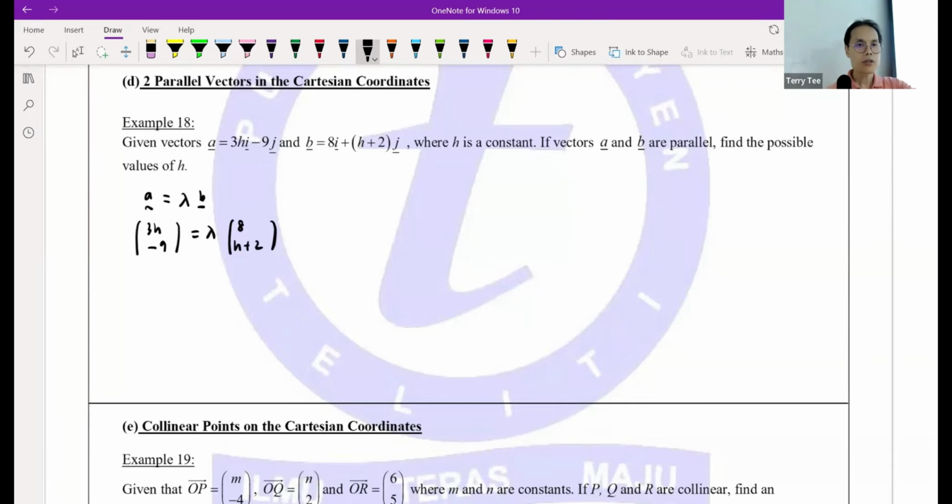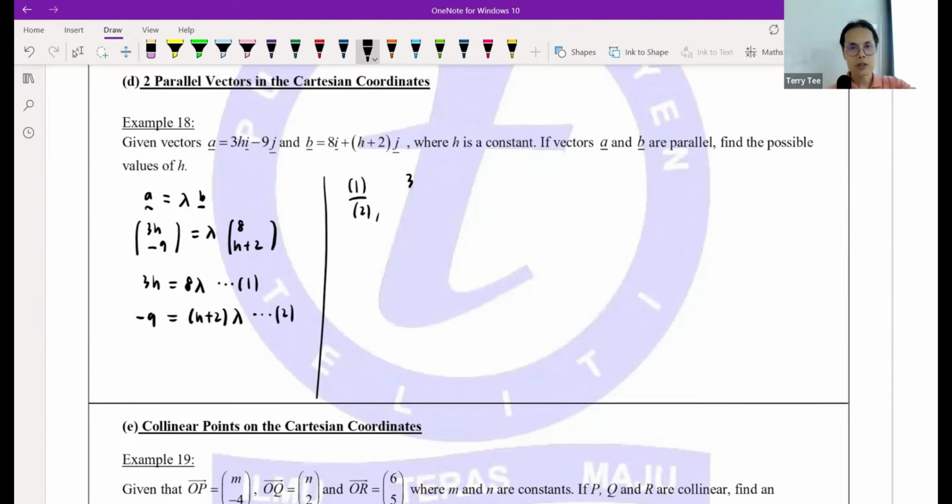So we just compare. 3H equals 8 lambda, first equation. Minus 9 equals lambda times H plus 2. Whether you put the lambda in front or the back doesn't matter. Maybe I put H plus 2 in front, the lambda at the back. What we want is to solve for H. So let's take equation 1, divide by equation 2. When you divide them, the lambda cancels out. This is negative 1 over 3H, and this is 8 over H plus 2.